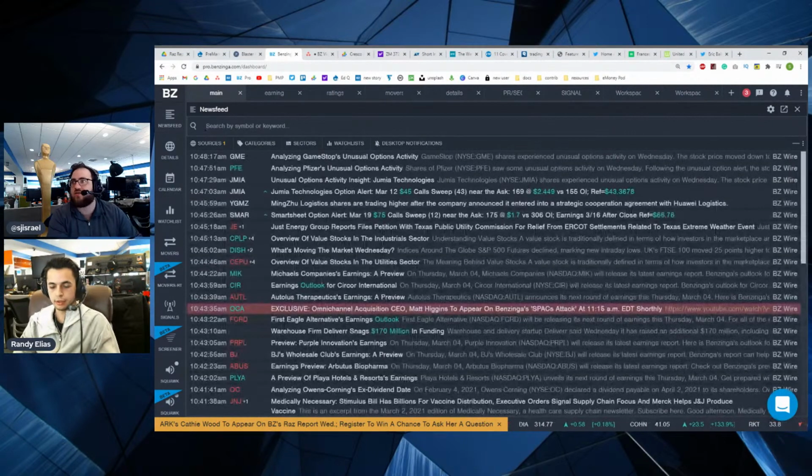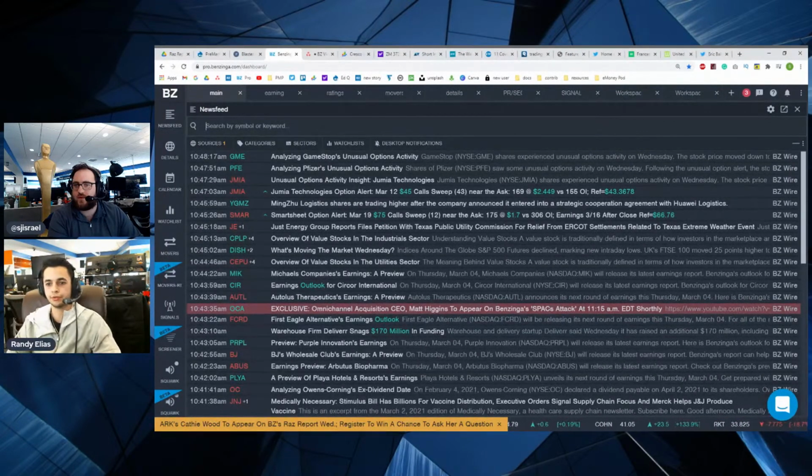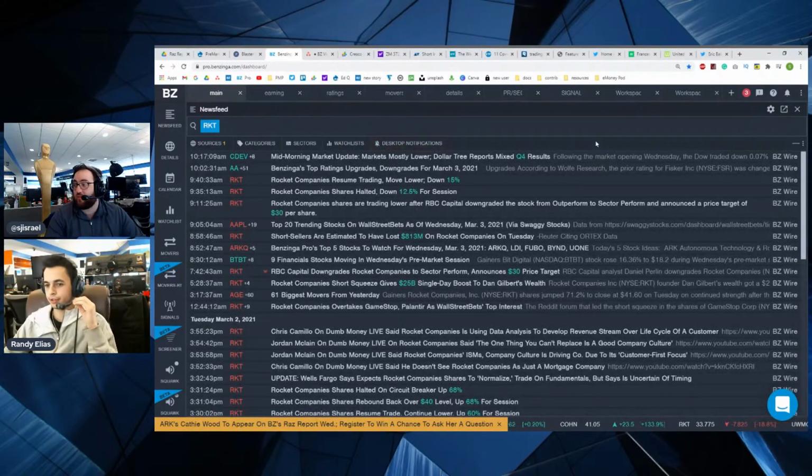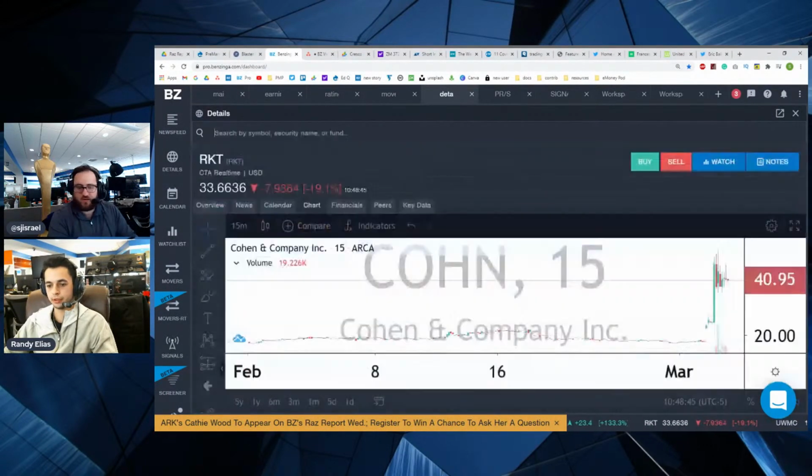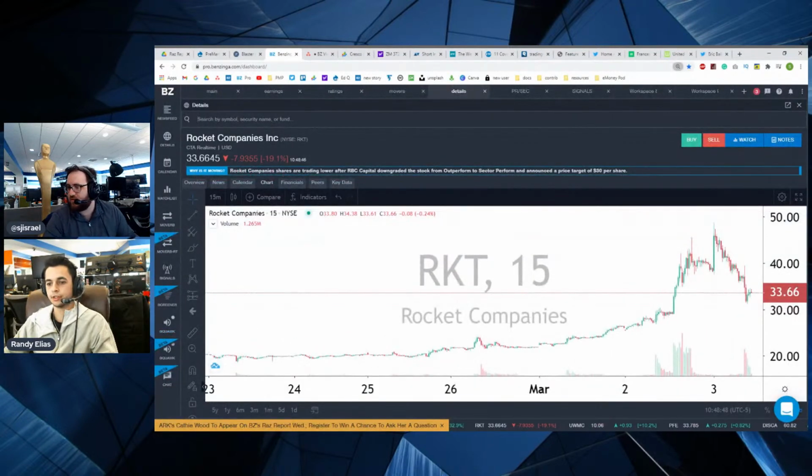Small caps. What else is on your radar? Just like everyone else, Rocket Companies. This thing was a rocket yesterday. It was a rocket for the past 3 days. This thing's just been rallying since their earnings, and then it became like a Reddit favorite yesterday, and the stock jumped like 60%. I read a Benzinga article that Dan Gilbert gained $25 billion in wealth in one day. Just yesterday. And the stock is down 18% today, which, kind of saw it coming for jumping how high it jumped.